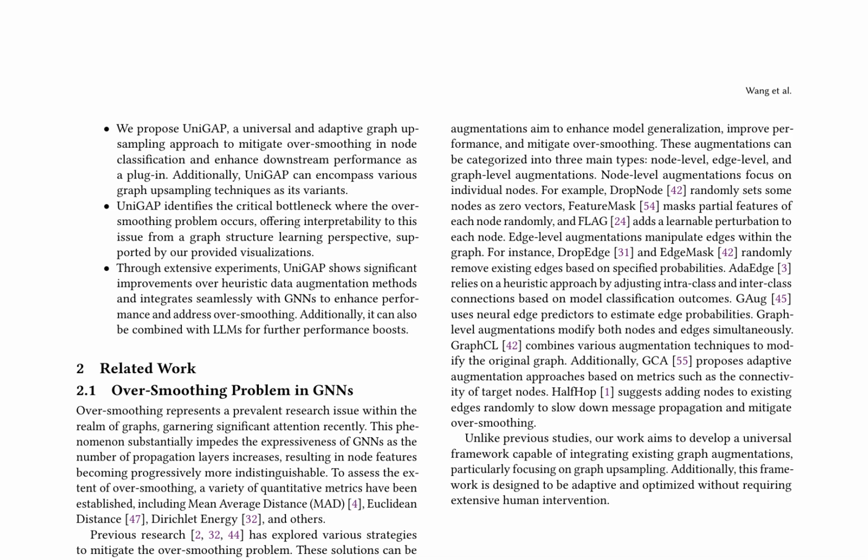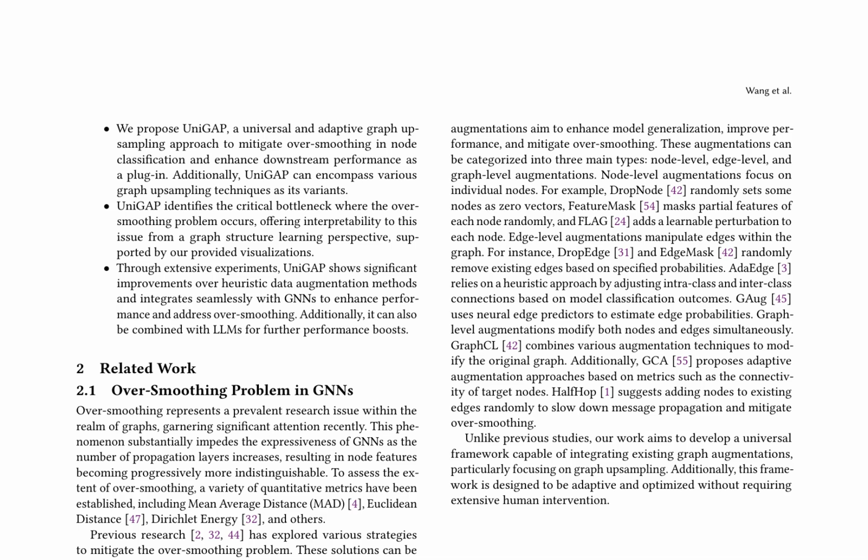The authors propose UniGAP, a universal and adaptive graph upsampling approach to mitigate oversmoothing in node classification tasks. UniGAP identifies the critical bottleneck where oversmoothing occurs, providing interpretability to this issue from a graph structure learning perspective. By encompassing various graph upsampling techniques as its variants, UniGAP shows significant improvements over heuristic data augmentation methods, integrating seamlessly with graph neural networks, GNNs, to enhance performance and address oversmoothing.